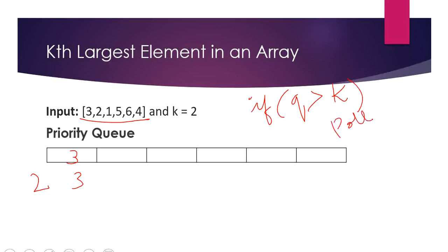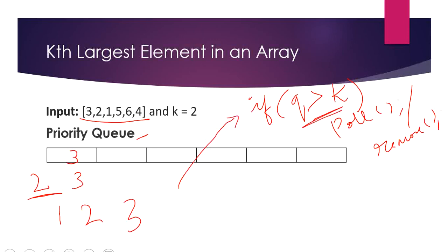poll, or remove the element. Remove the element which is at the top of the queue. That will be the minimum element, because this is the priority queue. So again, at the third iteration the queue becomes 1, 2, 3. It checks the condition. Yes, it exceeded the size. So let's remove the topmost element. So it removes 1. At the next iteration it will become 2, 3, 5.